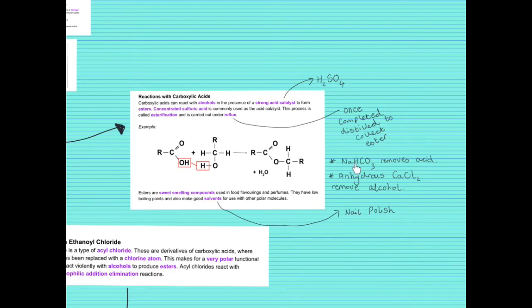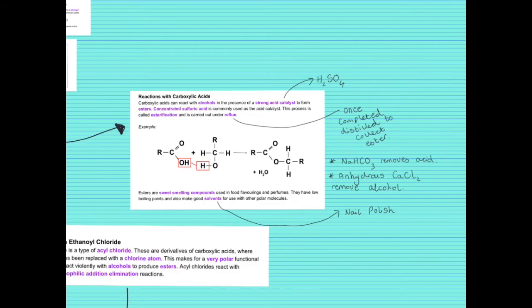You sometimes have to add sodium hydrogen carbonate to remove the acid so it doesn't stay too acidic, because it might not always completely turn into ester, so you might have some alcohol and some acid left over. So you need the sodium hydrogen carbonate to remove the acid and the anhydrous calcium chloride to remove the alcohol, because esters don't always fully form, and esters are good solvents. They're used to make nail polish.